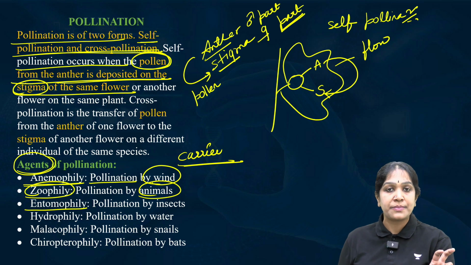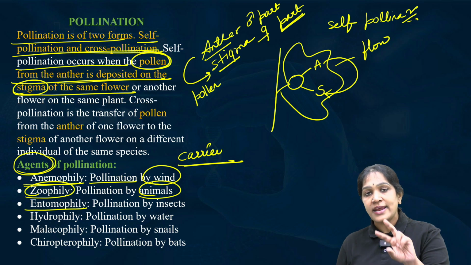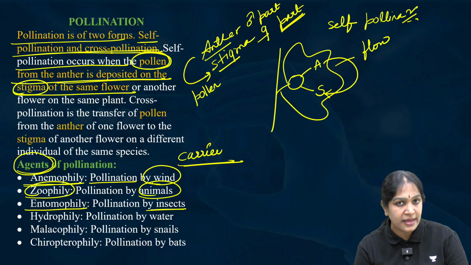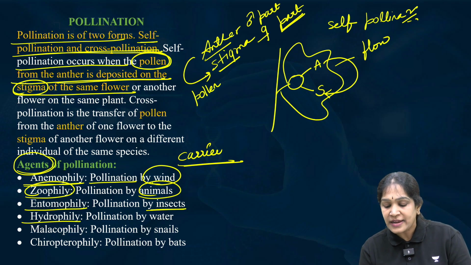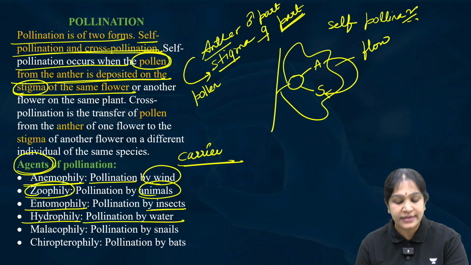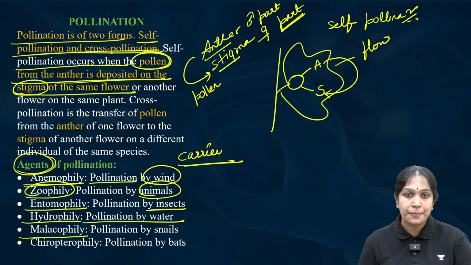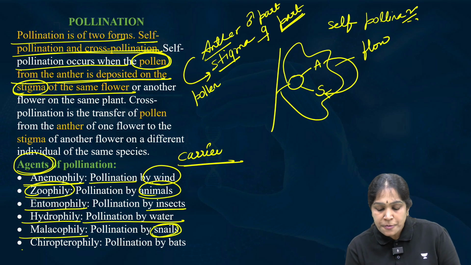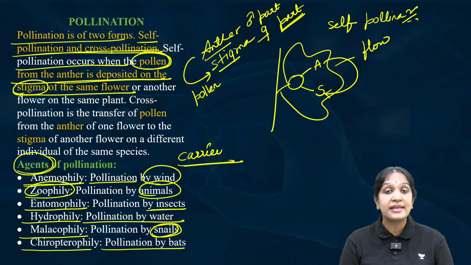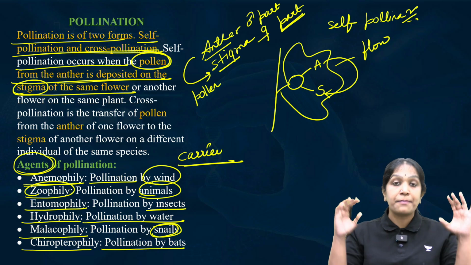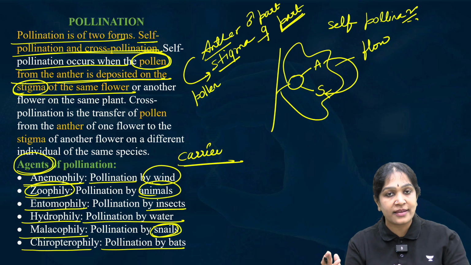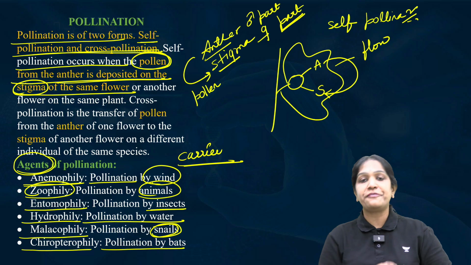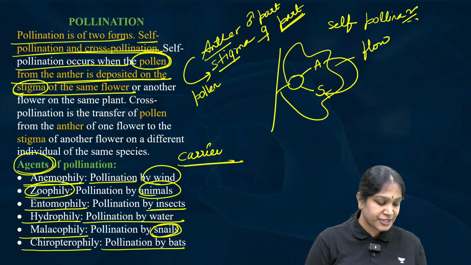Entomophily, entomology means insects. When the pollen grain is carried by insects, like honeybees, it is called entomophily. Hydrophily, pollen grain transferred by water. Malacophily, the pollen grain transferred by snails. And chiropterophily, pollination by the bat. The flying mammal bat will carry the pollen grain. These are the different agents of pollination. This is briefly about the plant reproduction.